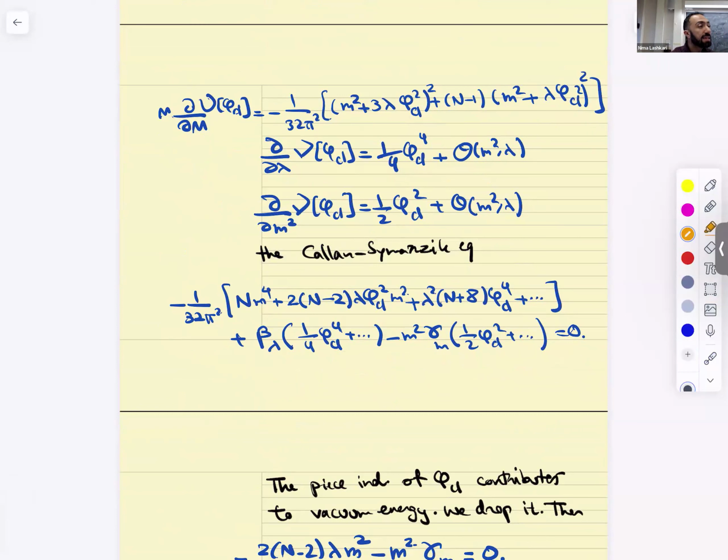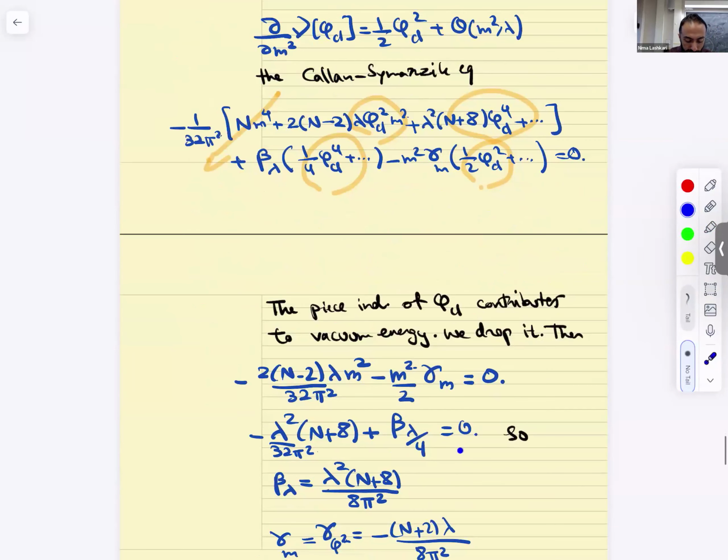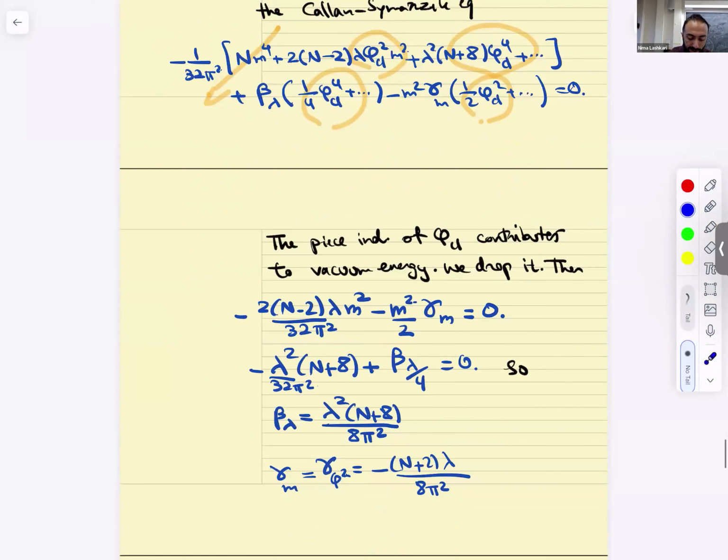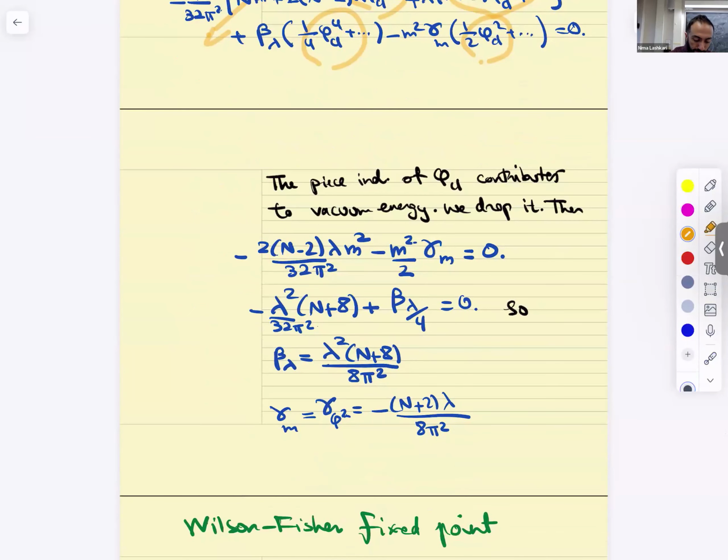Now, there is a term that's independent of phi classical. That has to do with the vacuum energy normalization, this term. Let's ignore it for now. What you have to do is you have to bunch the phi 4 term with the phi 4 term, phi 2 term with the phi 2 term, right? This is the algebraic equation for gamma, right? And this is the algebraic equation for beta. These are the two algebraic equations I said. Here are the solutions to them.